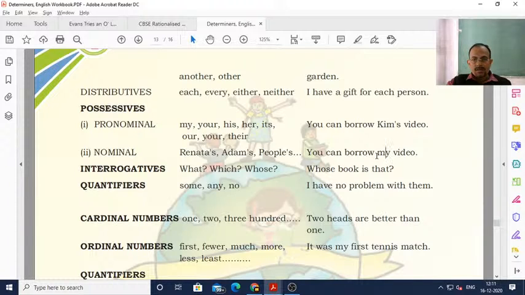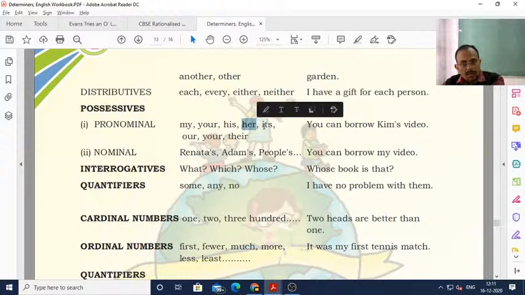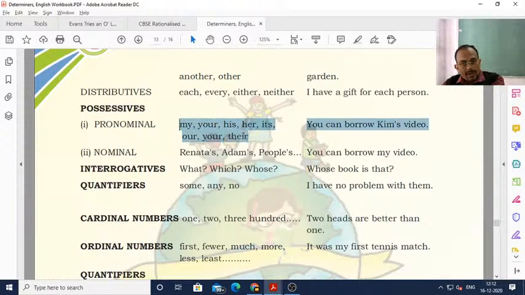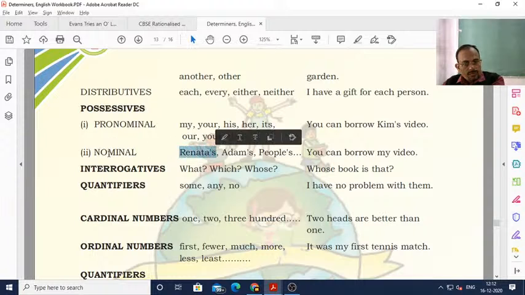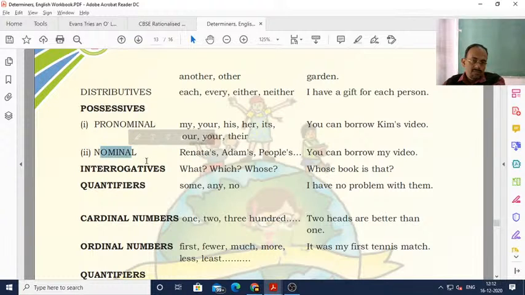My, and from you, yours has come, from he his has come, from she her is coming, from it its has come. Therefore those possessives which have come out of pronouns are called pronominal, and those possessives which have come out of nouns are called nominal possessives. Like Renatha is a noun, Adam is a noun. So they have come from nouns, that is why they are nominal possessives.